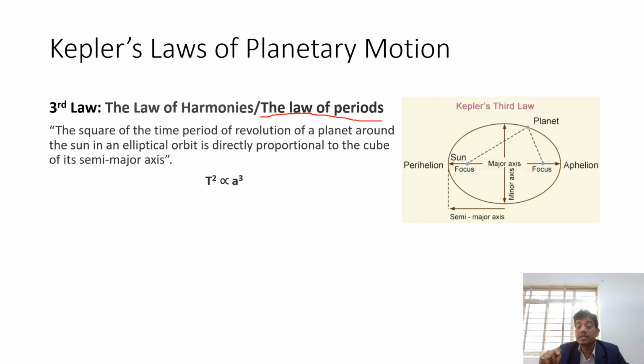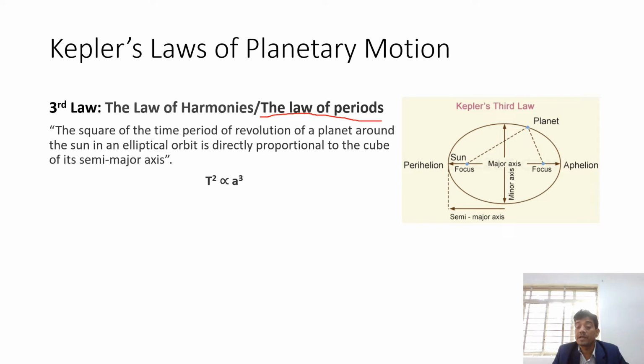Another concept is the rotation of a planet about its own axis. But planetary motion means the revolution of the planet around the sun. When the planet revolves around the sun, the square of the time period, as this time period for our earth is 365 days, 6 hours, right? Revolution of the planet around the sun: one time period is 365 days, 6 hours for our earth.